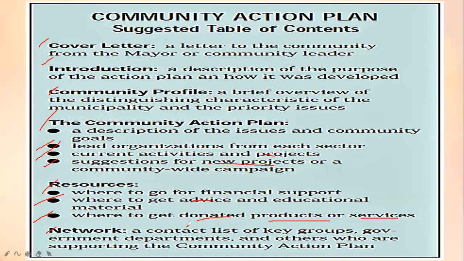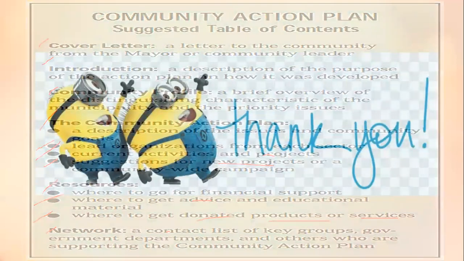And then you are also going to have your network. So you need to have a contact list of key groups. So for example, the government departments na pwede mo tabang sa imuha. Others who are supporting the community action plan. Okay, so that is for the network. So this is an example of a suggested table of contents for a community action plan.